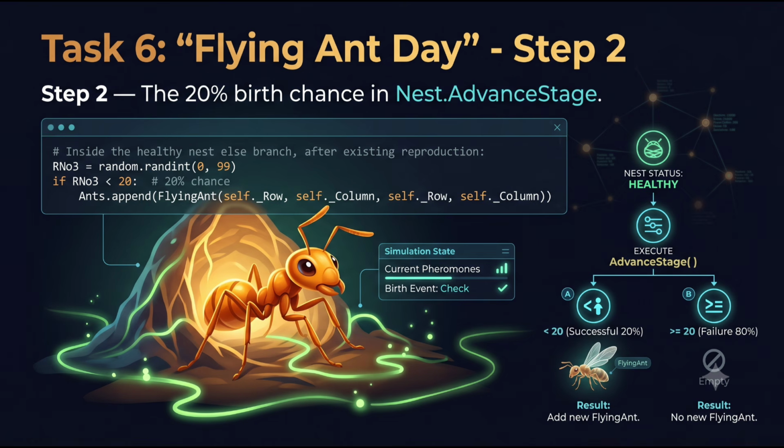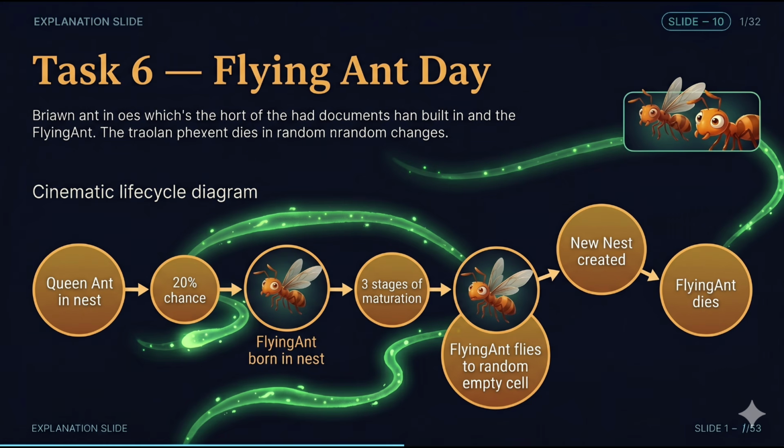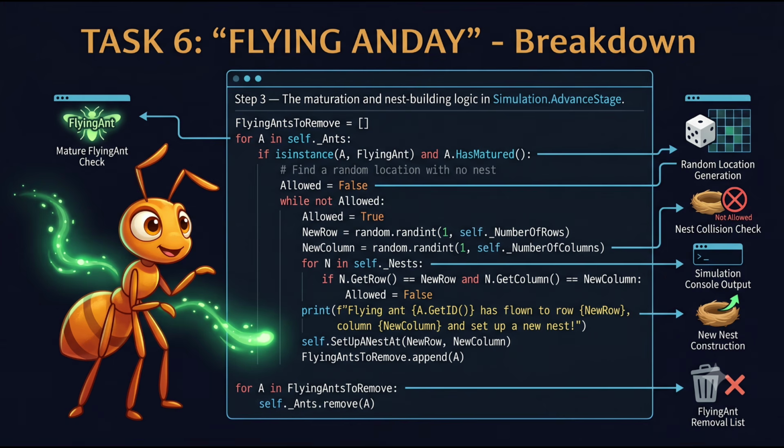Self.setup nest at already exists, and this one method call creates the new nest object, adds a queen, and adds starting ants in nest worker ants. The task says set up with normal nest parameters as per the simulation, and set up a nest at already uses self.starting food in nest and self.starting ants in nest. So calling it handles all of that automatically. And then the print statement, the program should tell the user which cell the flying ant has flown to. Flying ants to remove.append, and then the deletion loop.